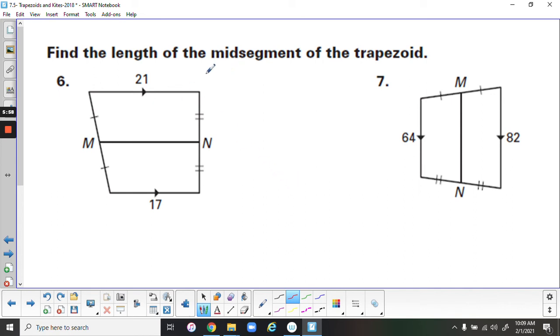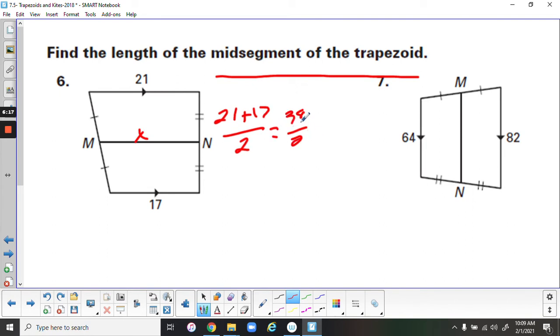Okay, find the mid-segment of the trapezoid. So we're going to go base plus base divided by 2 equals the middle. So 21 plus 17 divided by 2. I'm just going to put an X right there. So that's 38 divided by 2. So that's 19. You guys try to hit pause. See if you can do number 7.